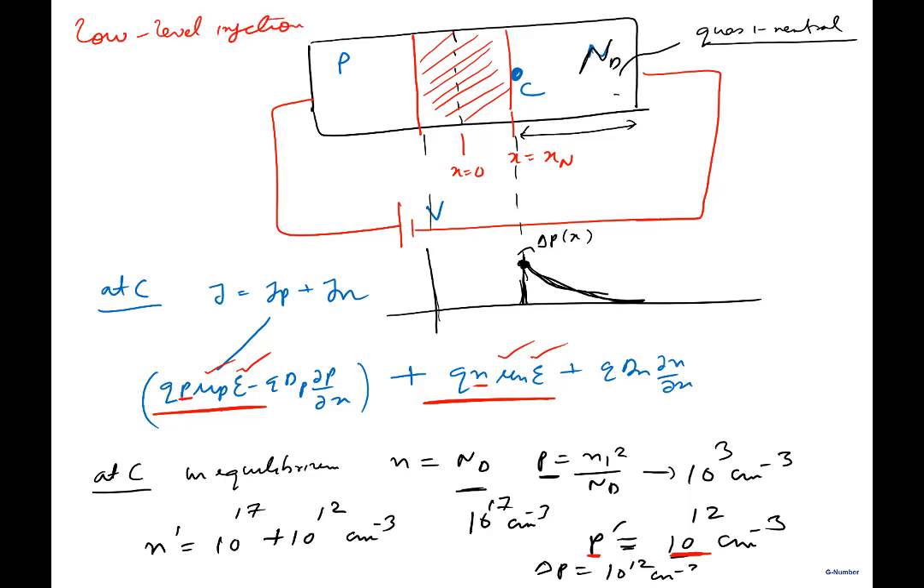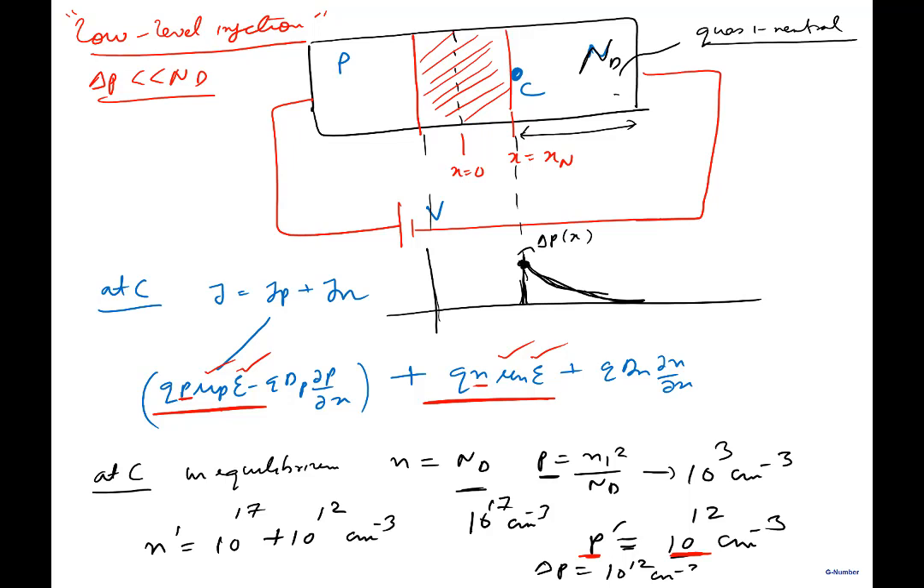Suppose you confine yourself to a case of low level injection. Low level injection means what? The injected carrier density P dash, delta P, is much, much smaller than ND. Then you have low level injection. The amount of excess holes that you have injected are much smaller than the background electron concentration. And later on you'll see that most of the time when your diode is operating, you want to be in the low level injection approximation.